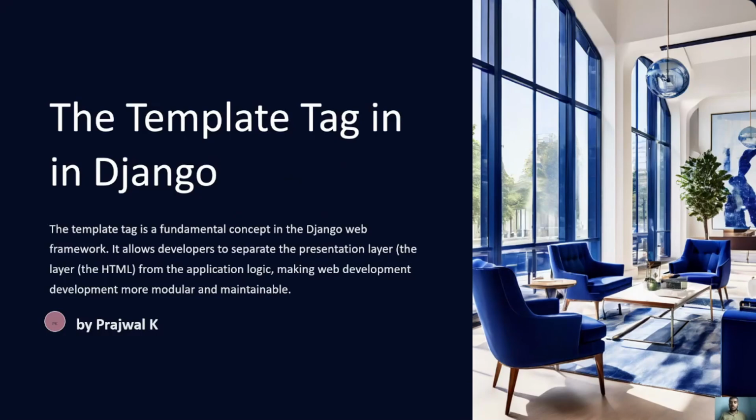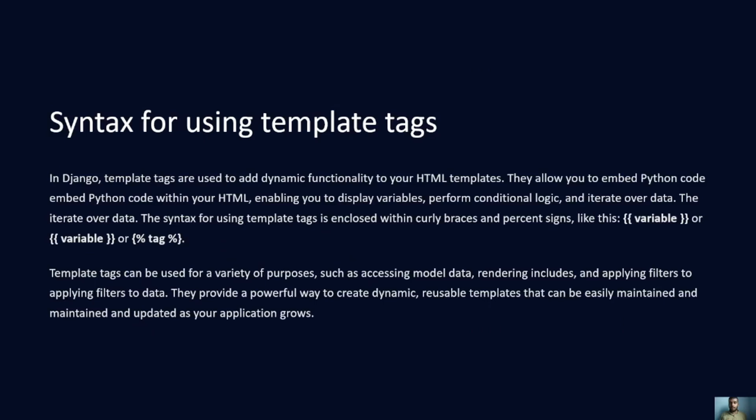The subject is full stack development. The topic we are going to discuss is the template tag in Django. The template tag is a fundamental concept in the Django web framework. It allows developers to separate the presentation layer from the application logic, making web development more modular and maintainable.